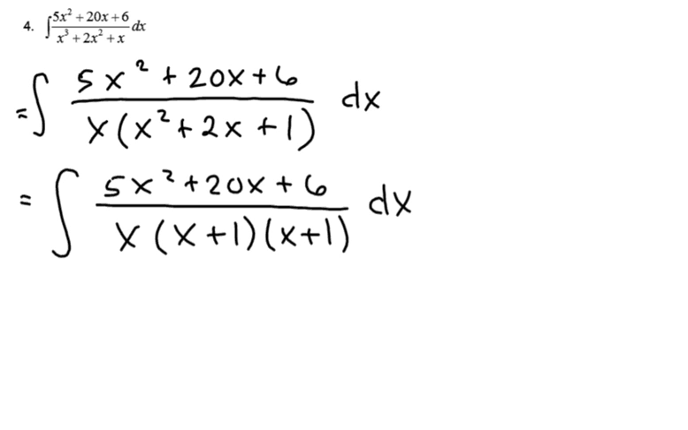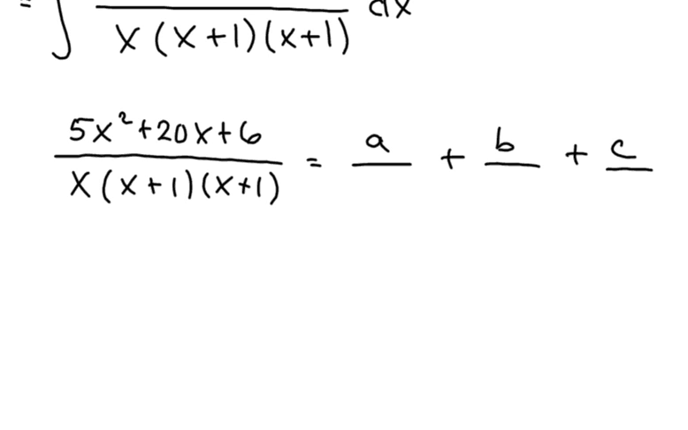Okay, so now when you fully factor the denominator, you would get x times x plus 1 times x plus 1. All right, so now what we're going to do is we're going to decompose this. And so this gets a little bit weird with the double x plus 1s, but I'm going to go ahead and set it up. I'm going to set up my decomposition, and then I'll come back.